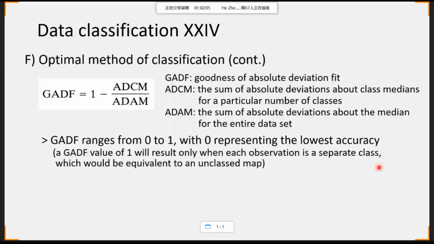So if you have, for example, in our case, an area with only 5 counties, and each county is in one class, we have a 5-class map, then we would get a GADF of 1. But this is equivalent to an unclassed map. So if you don't class, you have also 5 values.